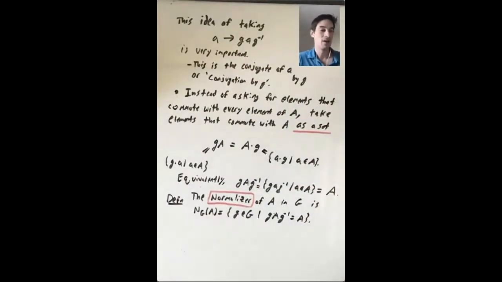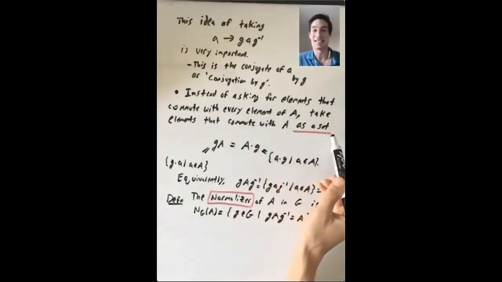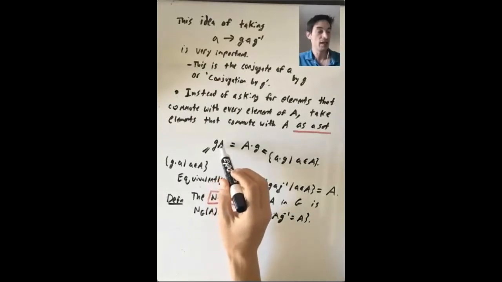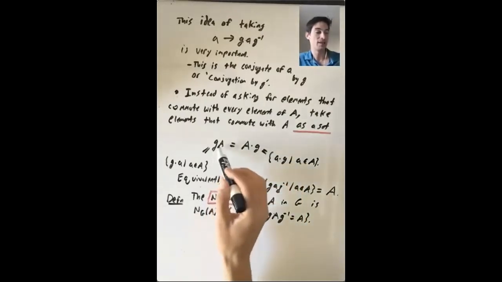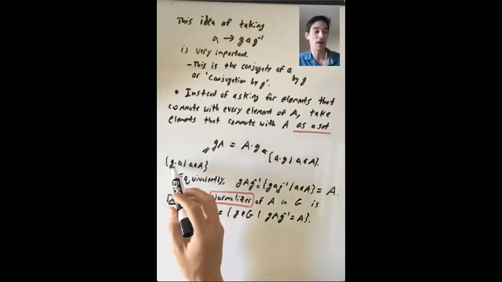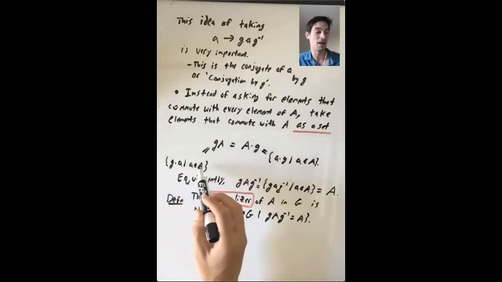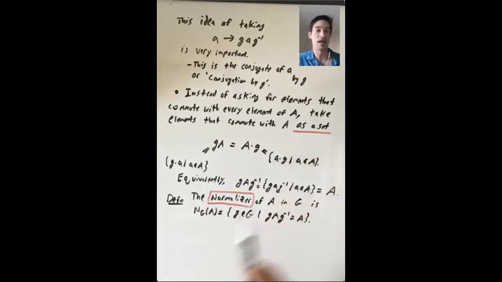Okay, so instead of asking for the set of all the elements in G that commute with every element of A, we could instead take only the elements that commute with A as a set. Okay, what does that mean? We want elements G where G times the set A is the same as A times the set G. So what is this G times the set A? It's the set of all the elements little g times little a, where little g is some fixed element, and a goes through the elements of your set. Same thing over here. It's the set of all elements little a times this fixed element g, where a goes through the elements of your set.